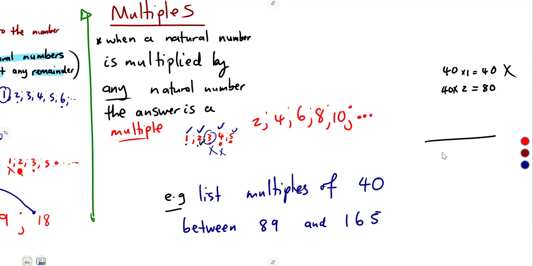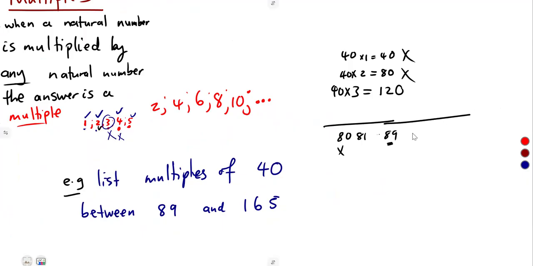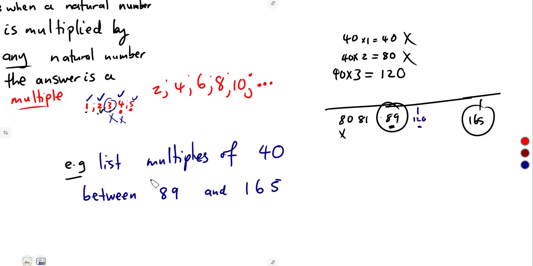80 is not found in between. Remember 89. So 80 is somewhere here. This is 81, 82, 89 here. So 80 is out of the interval. So this is out. 40 times 3, this is going to give us 120. 120 is in between 89 and 165. As we are counting 89, 90, 91, 120 is somewhere there. We have it. So that is going to be one of the multiples that we have. So we have 120.